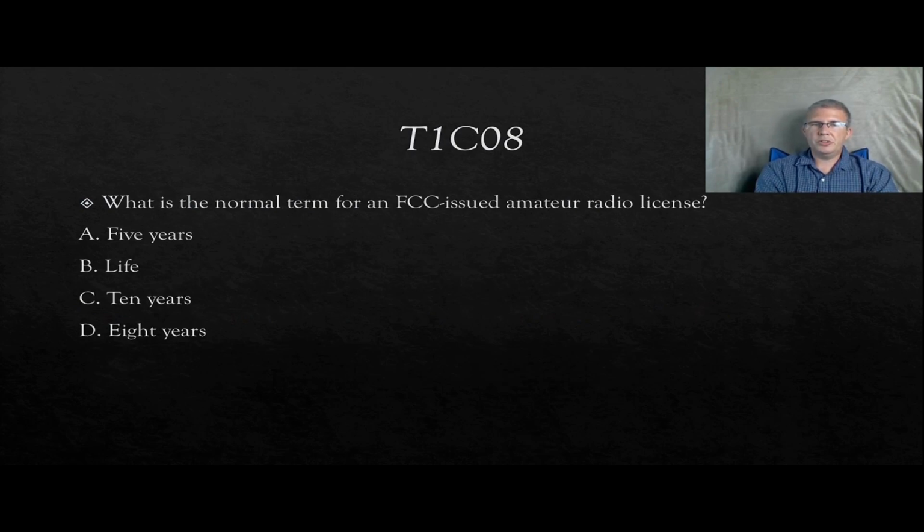8. What is the normal term for an FCC-issued amateur radio license? Is it A. 5 years, B. Life, C. 10 years, or D. 8 years? And the correct answer is C. 10 years.